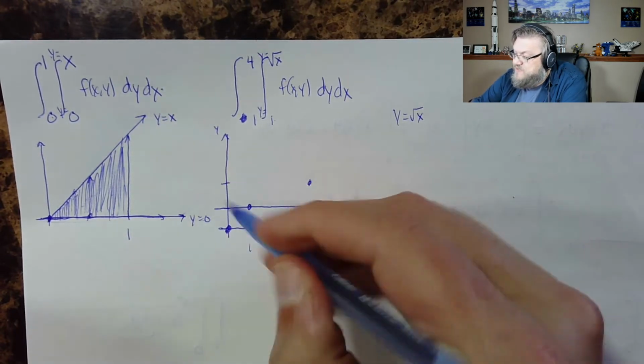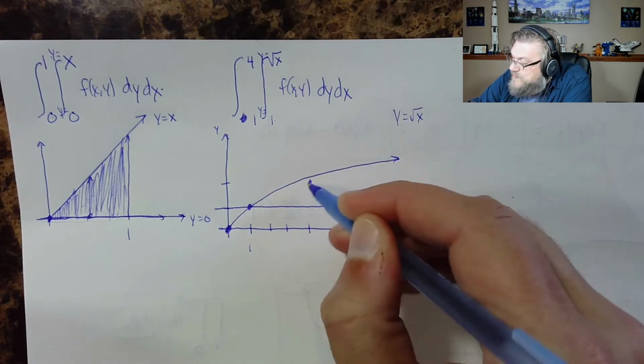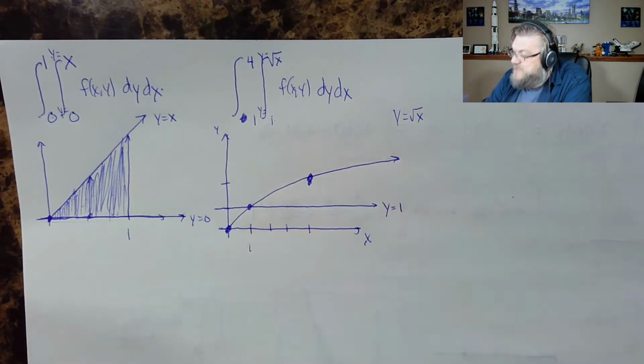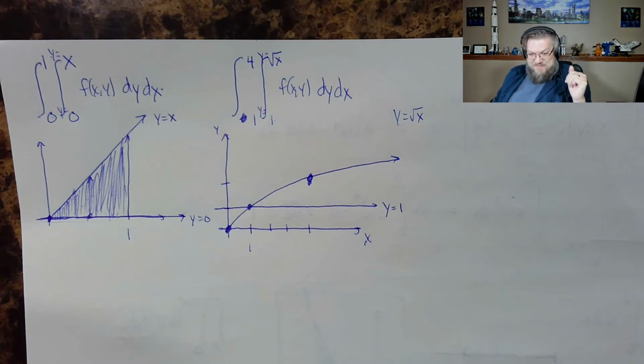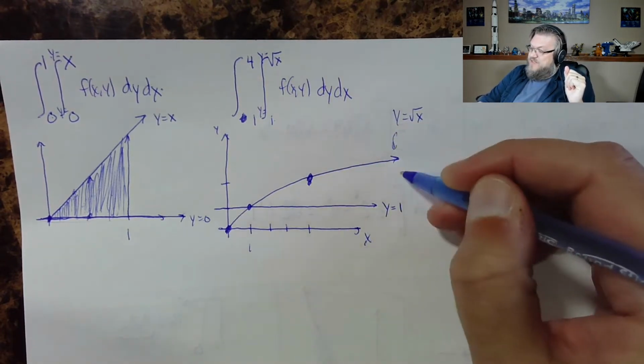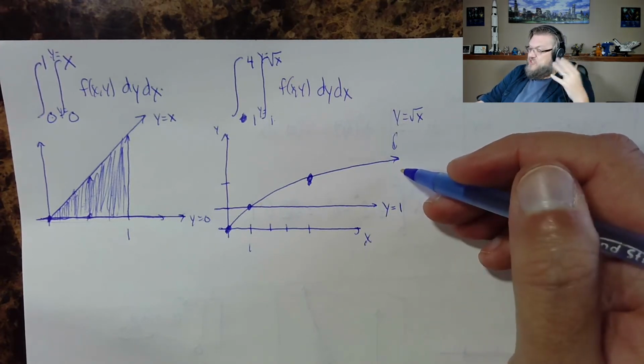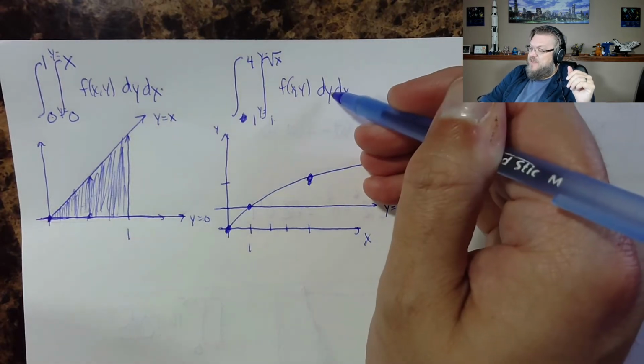So that does that. Oops, it missed. Let's fudge that point a little bit. There we go. All right, but does everyone see that this is y equals square root of x? Yeah? So now let's shade the region that I'm going with.